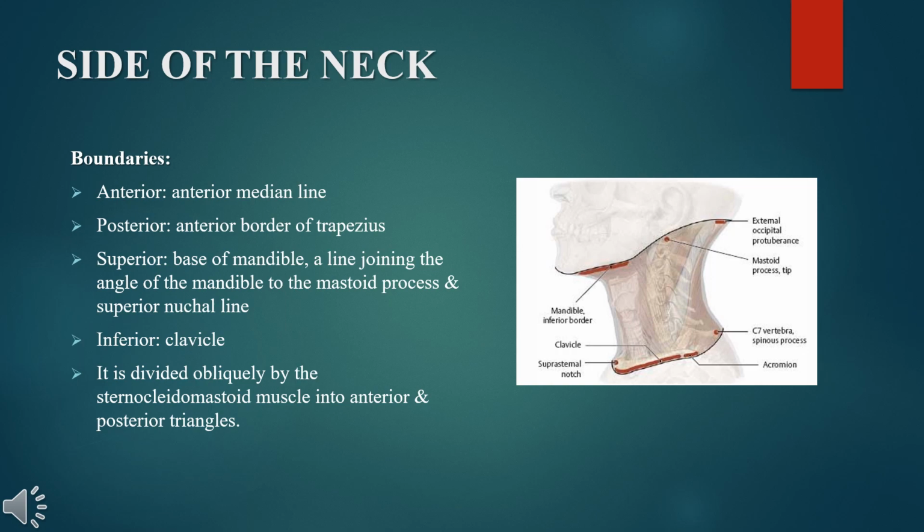Now have a look on the diagram. You can see the anterior median line, which is an imaginary line, and posteriorly it is bounded by the anterior border of trapezius. Superiorly it is bounded by the base of the mandible and a line joining the angle of the mandible to the mastoid process along with the superior nuchal line.